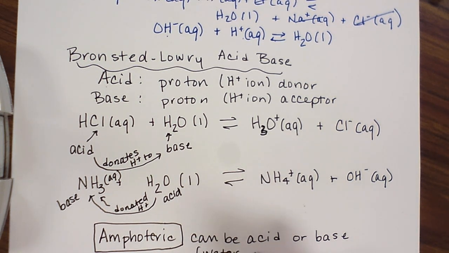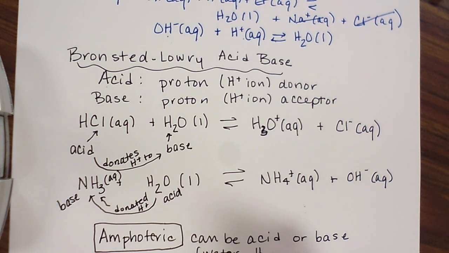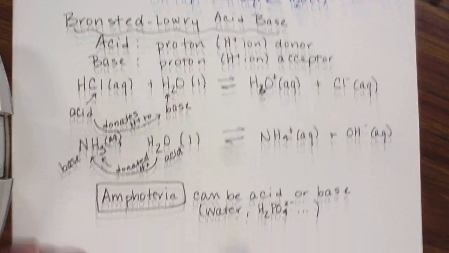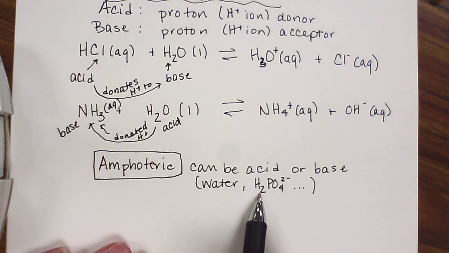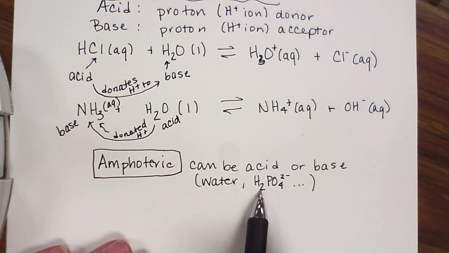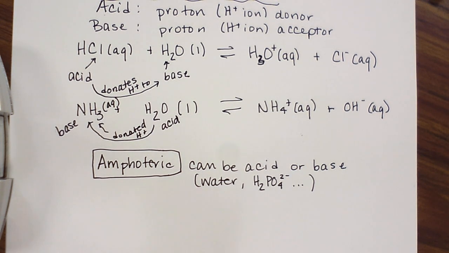Or you could look at something like H2PO4 2-. So in this case, this is H3PO4, which has given up one hydrogen, and it has another hydrogen to give up. So it can either act as an acid, a very weak acid, but an acid, and give up another hydrogen, or it can accept a hydrogen. This is amphoteric. Okay?